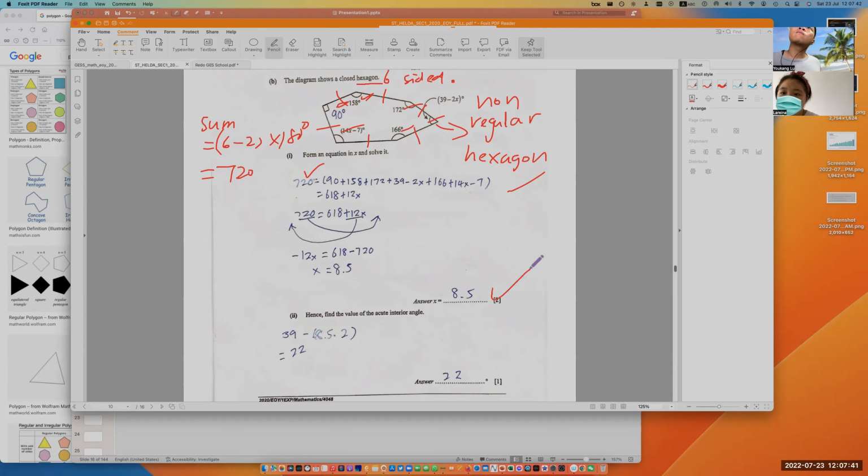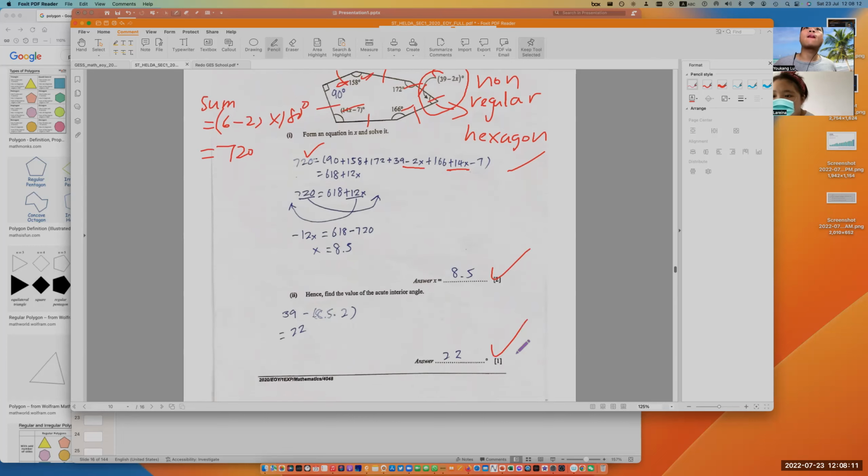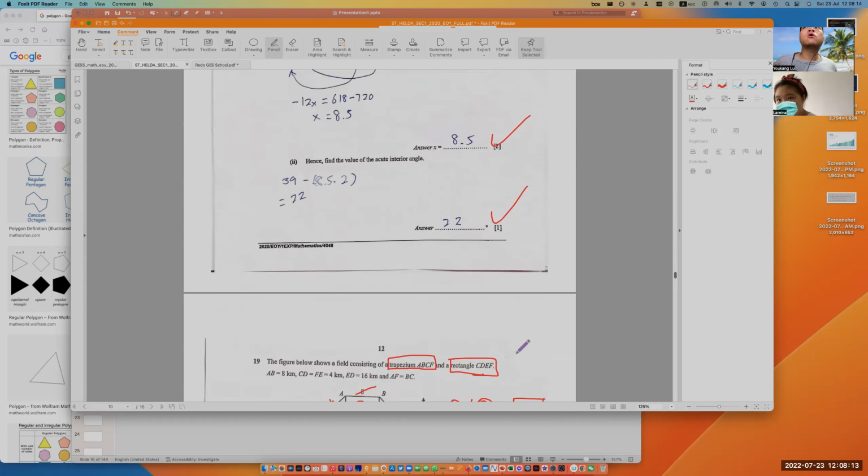Let me double check. Minus 2x. Yeah, looks good. And then hence find the value of an acute interior angle. You know what's the meaning of acute? Smaller than 90 degrees. Correct. So that's why you pick this one. This is acute. The rest are all obtuse, all more than 90. Very good.